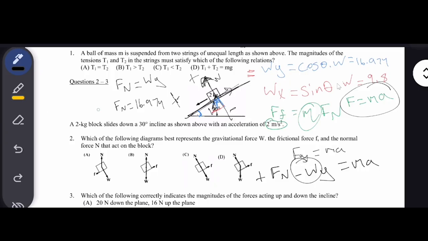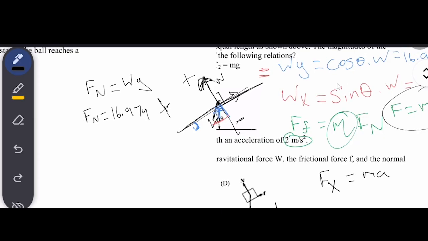So that leaves us to finding the forces acting in the x direction. And the forces acting in the x direction, you would have two. You would have the gravitational force in the x.